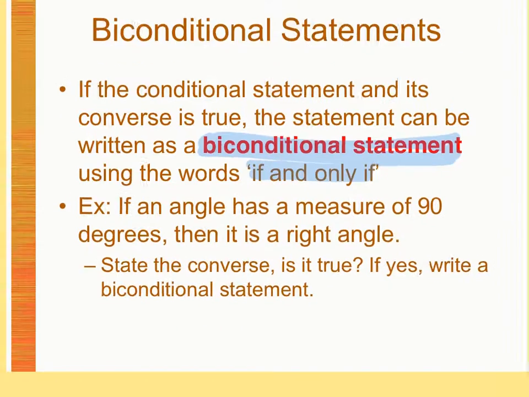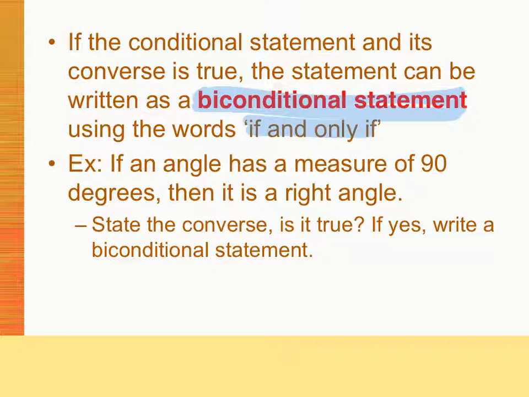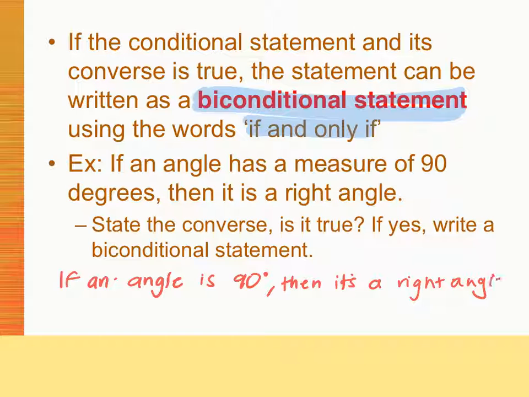What's the converse to that statement? If an angle is 90 degrees, then it's a right angle. Wait, you can write then? Yeah, so the converse is still an if-then statement. So is that true? If an angle is 90 degrees, then it's a right angle?